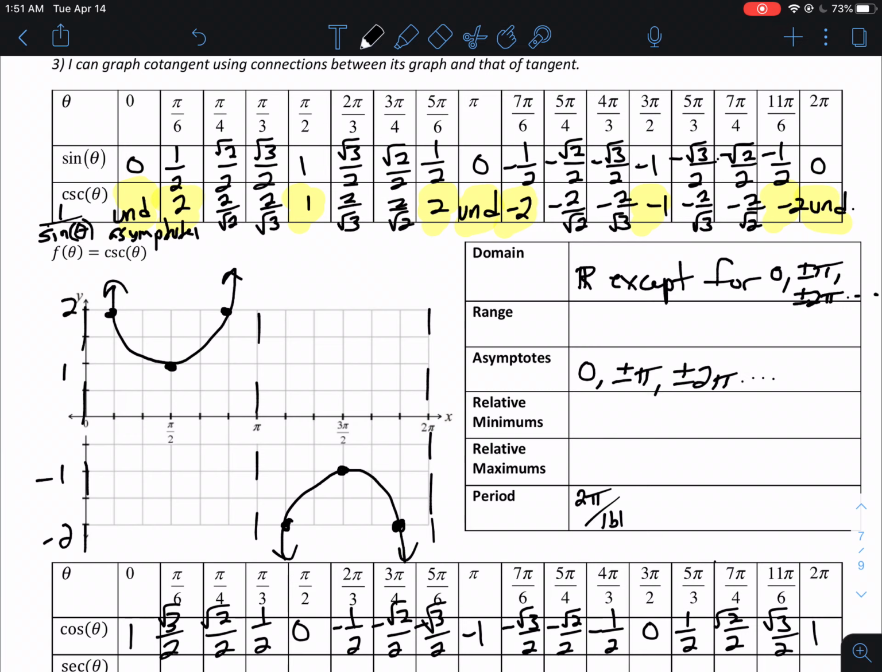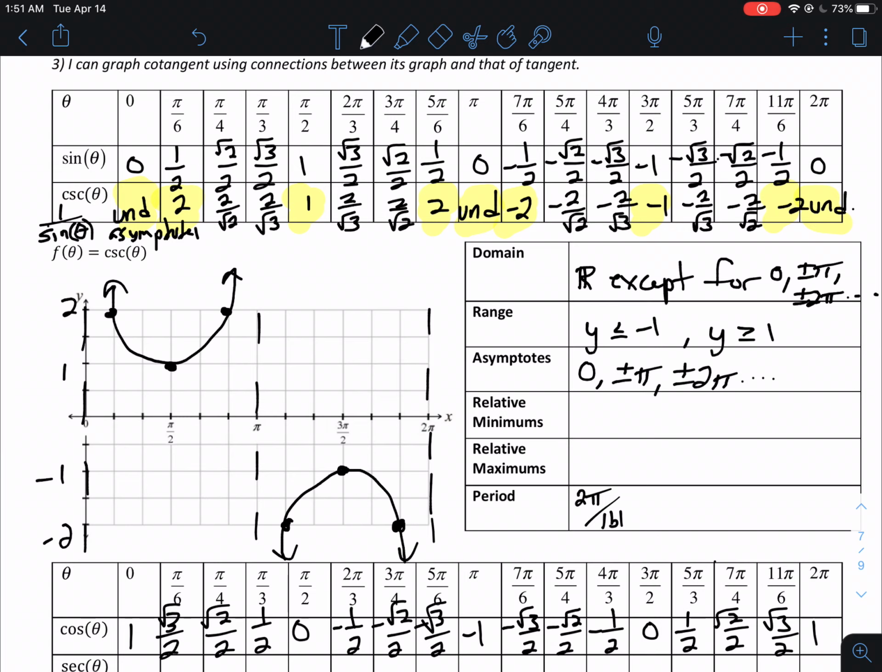For the range, I don't write that with inequalities. Notice that you can have values that are less than or equal to negative 1. You can also have y values that are greater than or equal to positive 1. But you can't have anything in between negative 1 and positive 1. So it's an interesting way that works out.